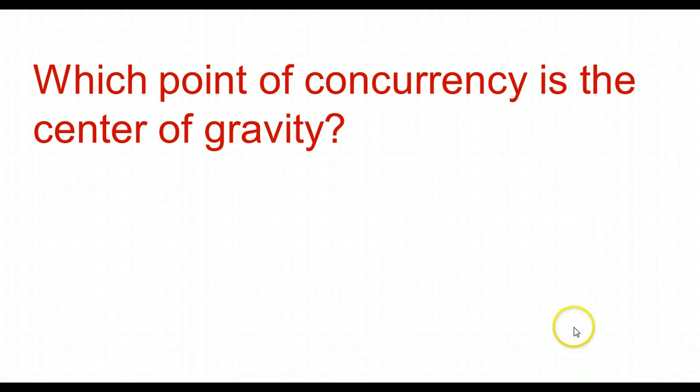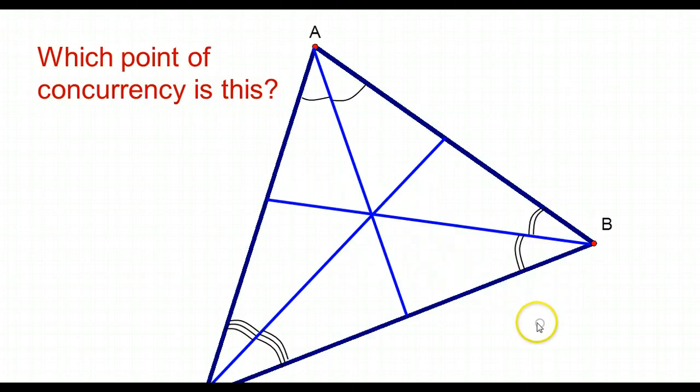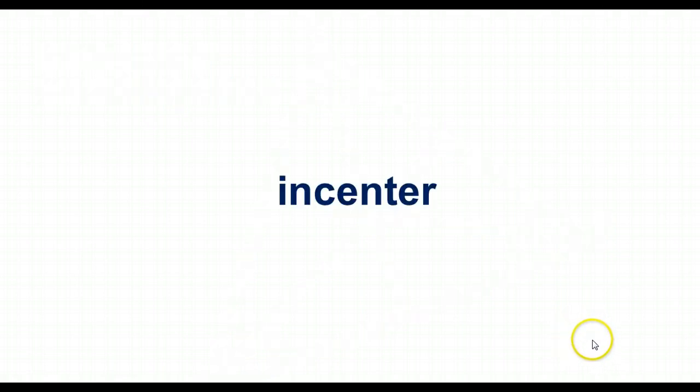Which point of concurrency is the center of gravity? You remember that balancing point I was talking about? That's one of the special properties of the centroid, the center of gravity. Okay, which point of concurrency is this? Notice that these are angle bisectors. They're splitting the angles in half. So which point of concurrency is angle bisectors? That would be the incenter.